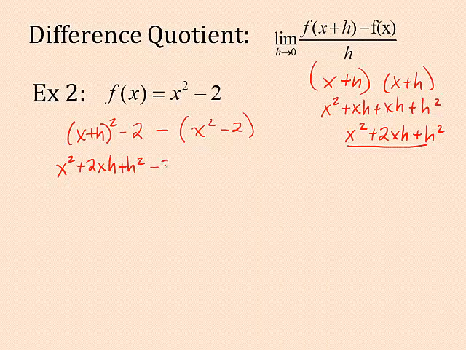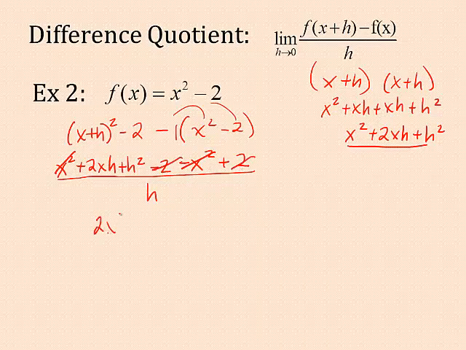Now I bring in the minus 2. Remember, this is a minus 1, and I distribute. Minus x squared plus 2, all of that over h. So then I combine like terms. X squared minus x squared, that's 0. Negative 2 plus 2, that's 0. So what I have left, 2xh plus h squared over h.